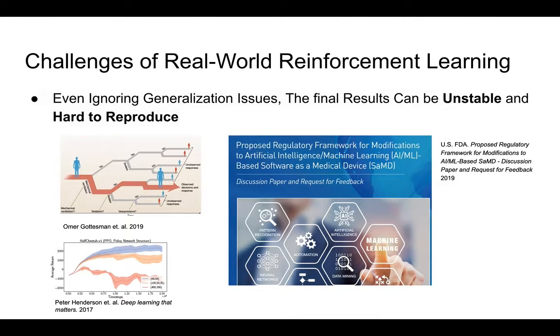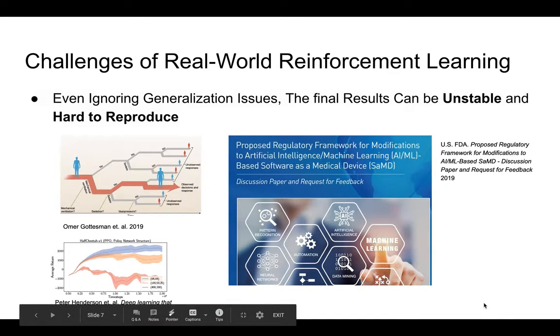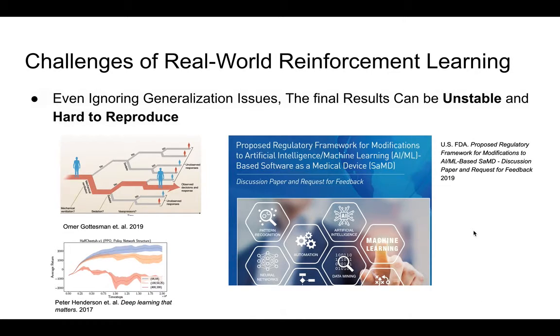But regardless of the issues that I just mentioned, a lot of research has shown that the results of those RL applications can be unstable and hard to reproduce. Early this year, the US FDA proposed a regulatory framework for AI and machine learning applications in healthcare. It especially points out that robustness and stable results should be considered a standard guideline for applications in healthcare settings.